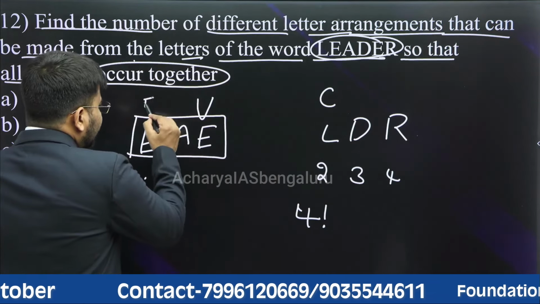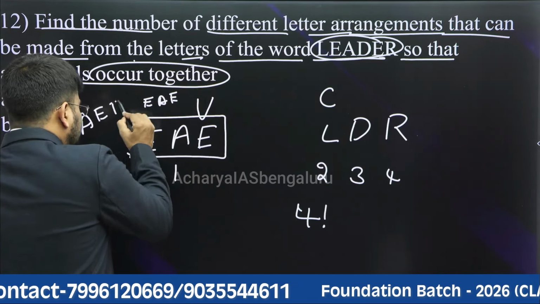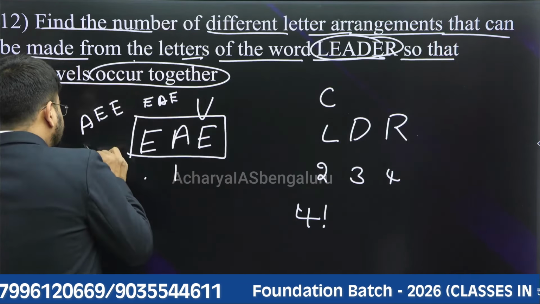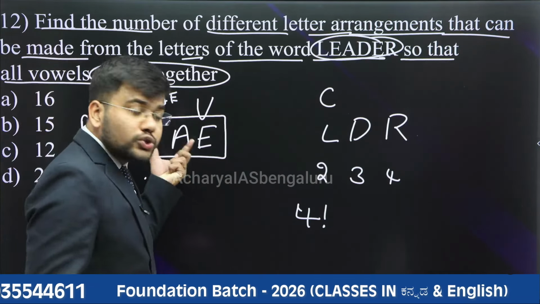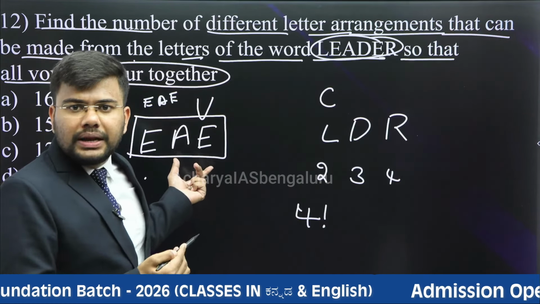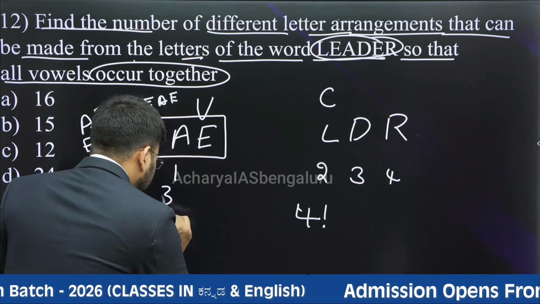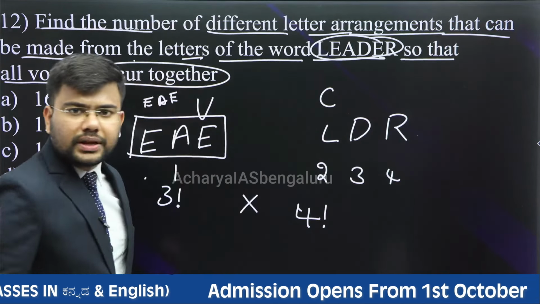That is, either it can be A, E, A, E, or A, E, E, E, or E, E, A. Anything that might happen. Hence, these vowels again can be arranged in how many different ways? There are how many letters? 3 letters. Hence, 3 factorial. Fine? Yes. Sorry, here 4 factorial into has to be there.